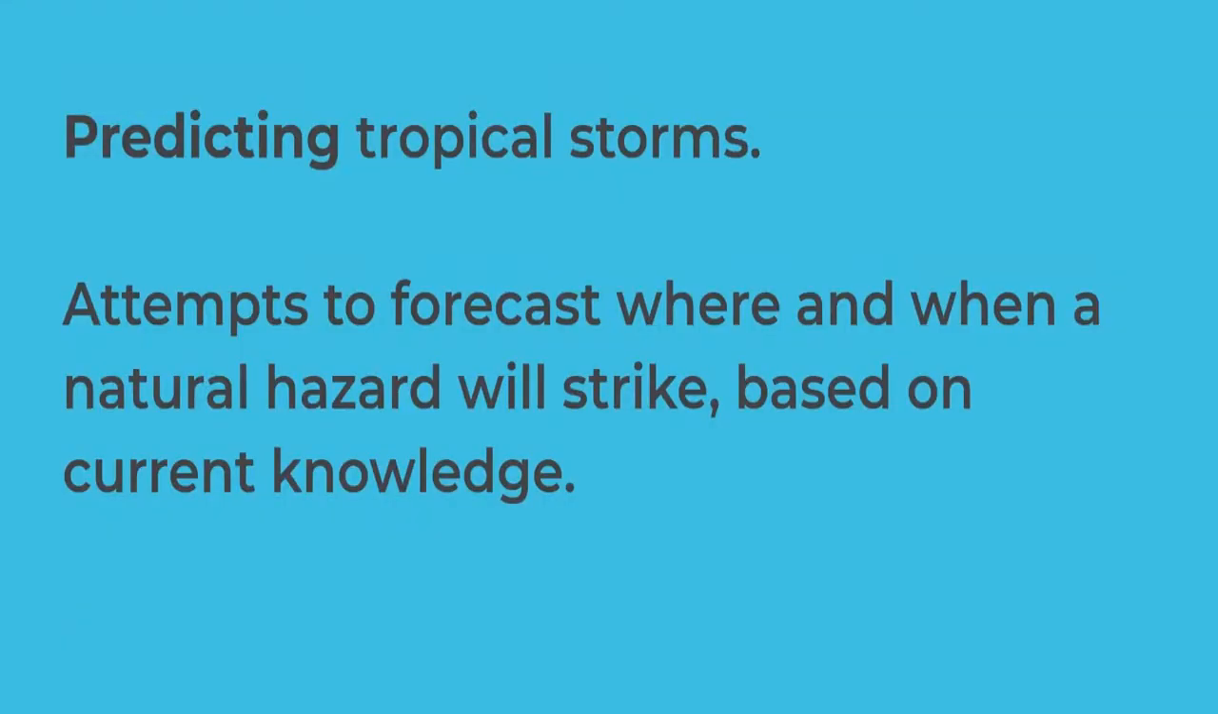So let's now consider how prediction or predicting tropical storms can take place. Prediction means attempts to forecast where and when a natural hazard will strike based on current knowledge. We use the word attempts because it is very difficult to predict accurately where any natural hazard will strike and what damage may be caused.